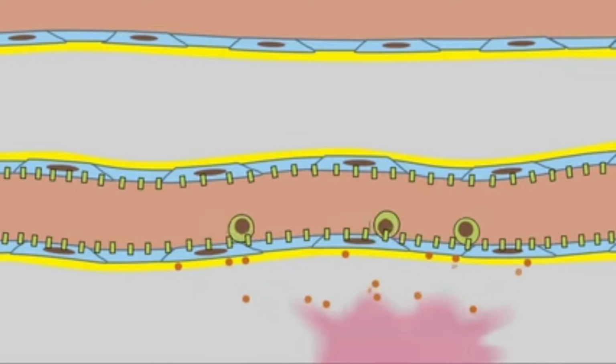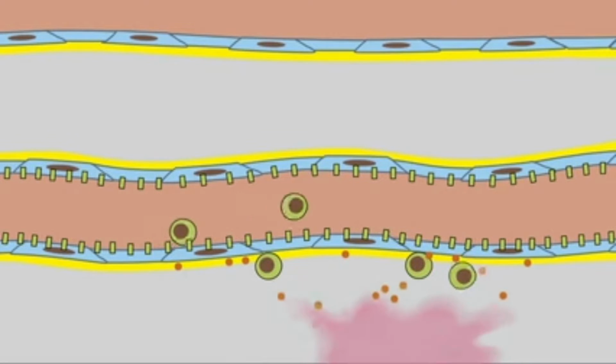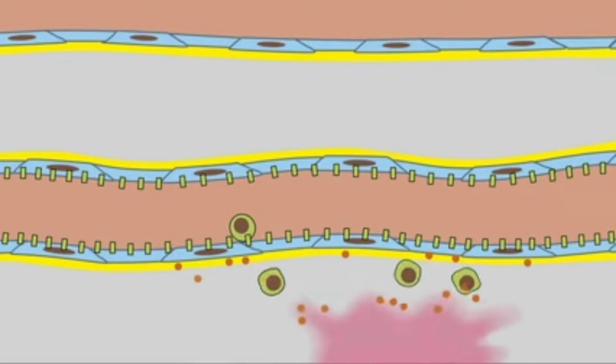There, they adhere tightly. Yeah, those are later steps. Squeeze between endothelial cells. Also later steps. Disrupting the vessel walls. Then crawl out of the blood vessel into the adjacent connective tissue.